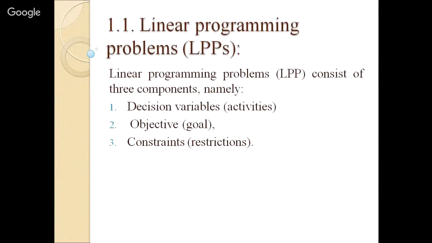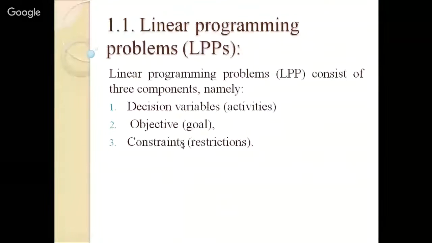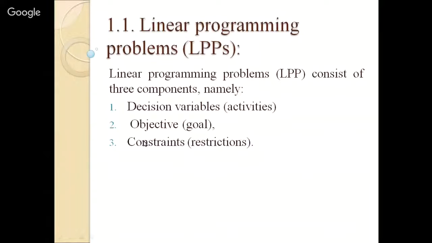Now we start from LPP. LPP consists of three components. One is the decision variable, that is known as the activity, and the objective, that is your goal or target which we set, and third is the constraints, which are limitations or restrictions. So there are three major parts of LPP, and we have talked about how we formulate that LPP.